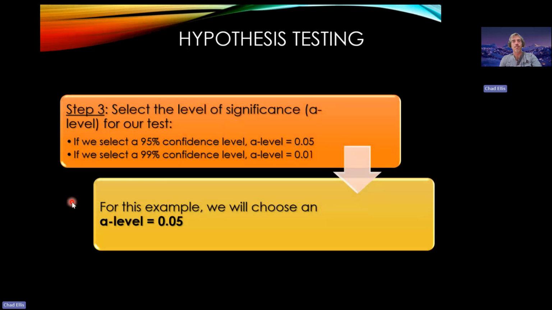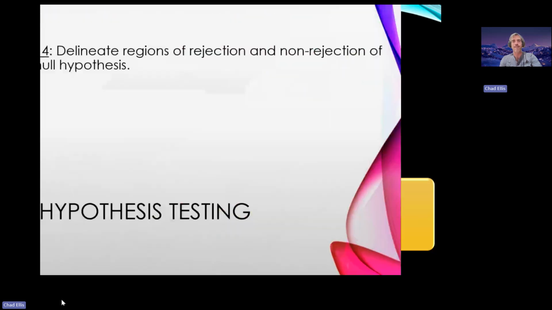So what's step 3, our level of significance, aka our alpha level, right? If we're going to be 95% confident, we're going to select an alpha value of 0.05. If we want to be even more confident, 99%, we're going to select an alpha value of 0.01. But let's say in this case, we want an alpha level of 0.05. So we want to be 95% confident that we're going to get the right answer.